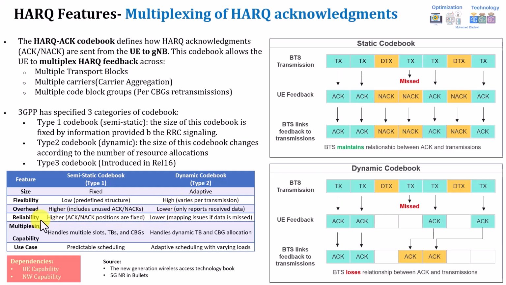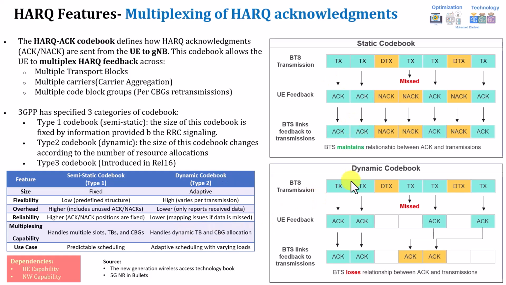This one has high reliability for sure, because it sends feedback for each and every single slot, despite whether there is data or not. The dynamic one has lower reliability, however this can be fixed, as I will explain in the next slide. For multiplexing capability, they are almost close to each other, however dynamic is still better. So this is the main difference between both of them.